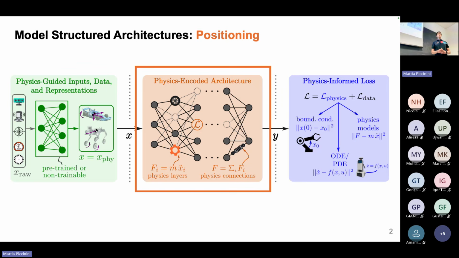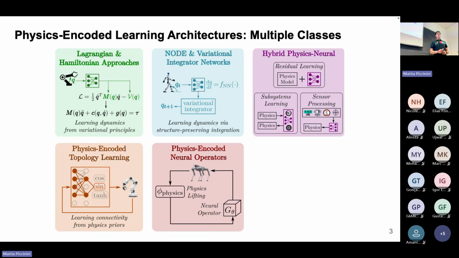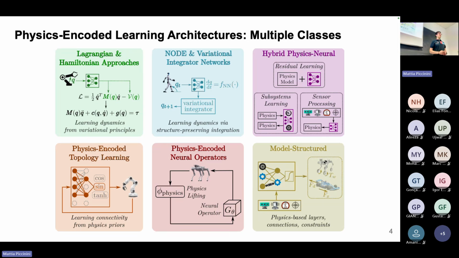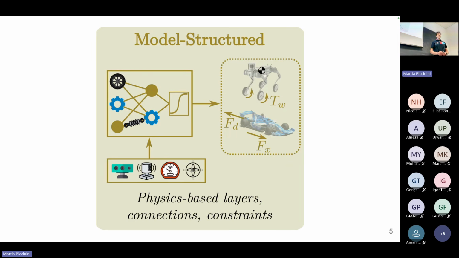So of course, we're always in the field of physics encoded architectures, and it's the final block that we unveil here. The idea, or our slogan, is to basically encode physics-based layers. As you can see very schematically from here, we have some layers that encode physics. We also have connections that encode physics, and we also have constraints that encode physics. Everything is inside the architecture. Okay, so everything needs to lie inside the architecture. And these are the basic ideas.